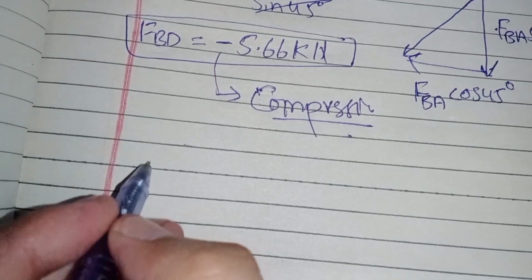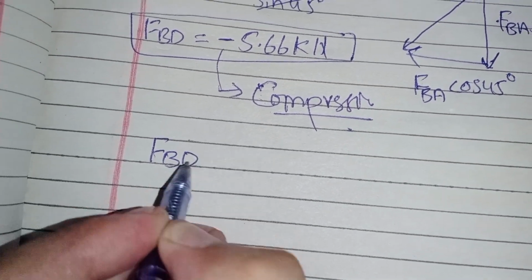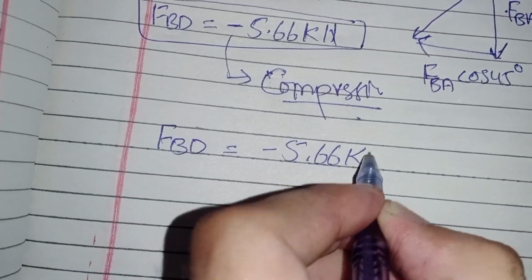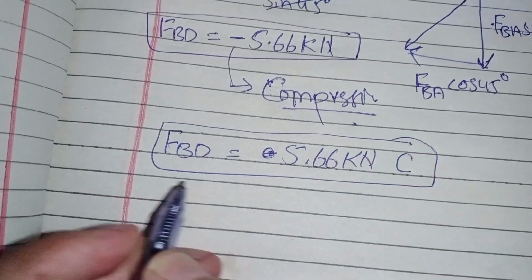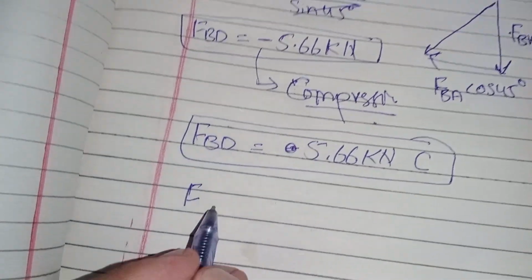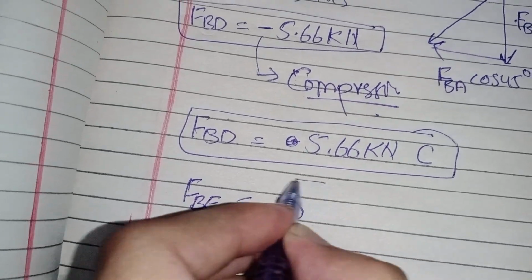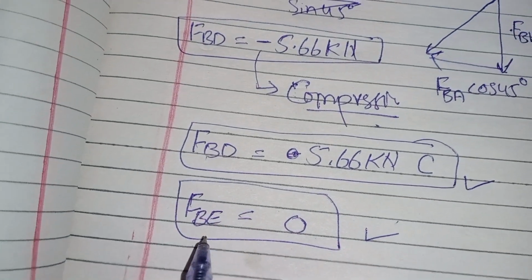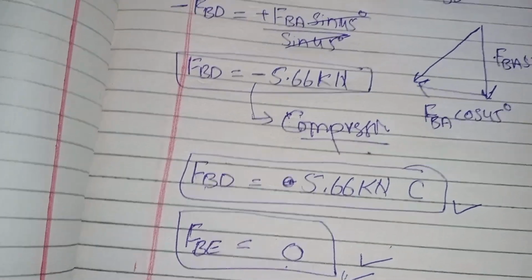Now students, we find the force in member BD, which is negative 5.66 kilonewton. Sorry, this is in compression, this shows only compression. And also we find the force in member BE, which is 0. These two member forces are asked in our question. Okay, so it's done. Thank you very much.